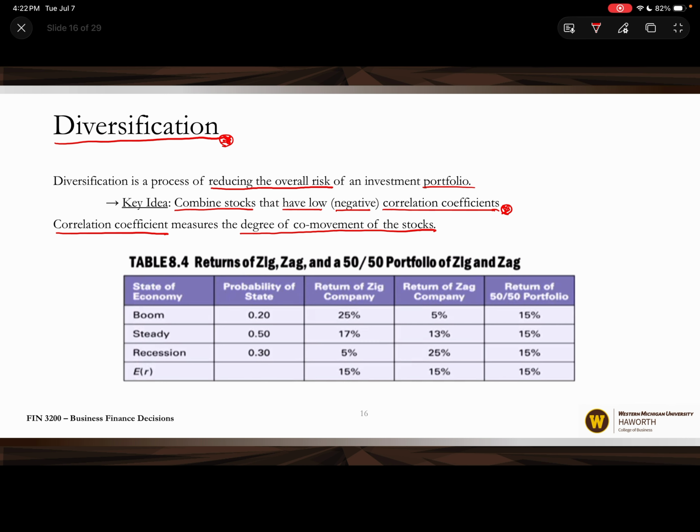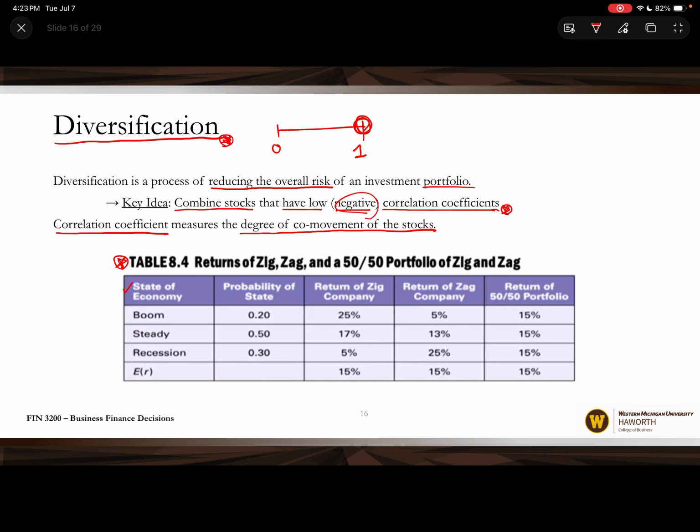So the key idea is to combine stocks with a low or negative correlation coefficient. And this example, table 8.4, illustrates the concept of diversification really well. So you want to understand this table well, and then you'll get this right away. What it shows you is there are 3 states of the economy in the world. It just means we're looking at everything from right now, time 0, and we're trying to see what happens in time 1.